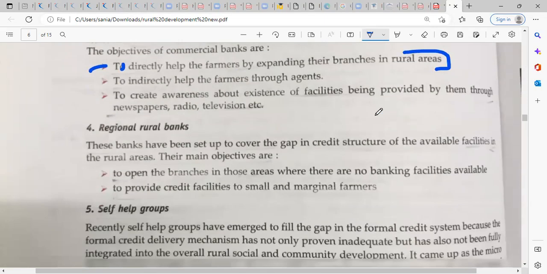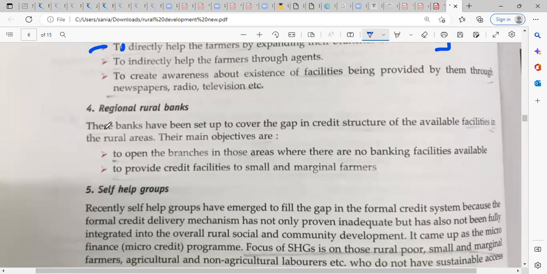The first point. Then regional banks. Ma'am, what are regional banks? These banks have been set up to cover the gap in credit structure of the available facility in the rural areas. Okay, these are basically the regional rural banks. They are only available in regions, different regions of rural areas.